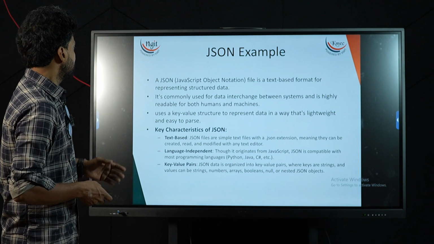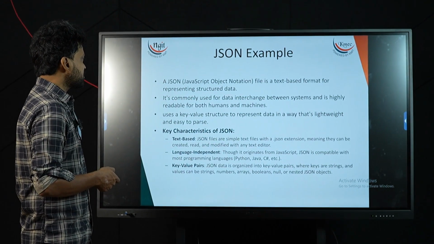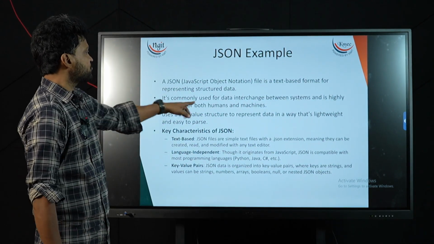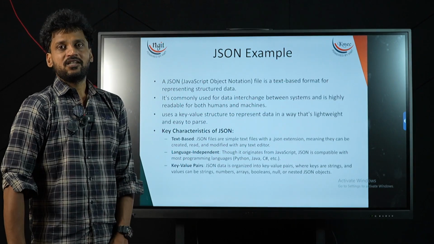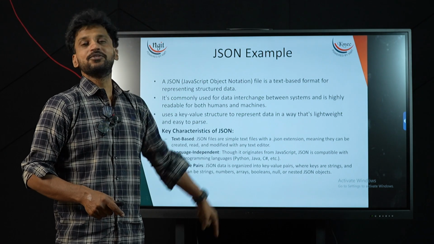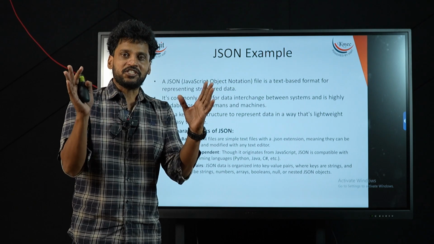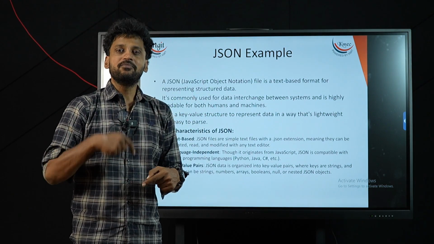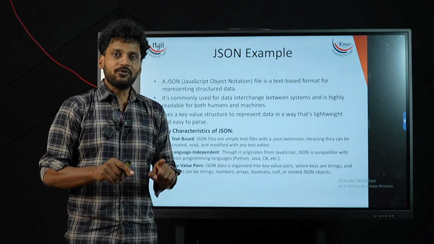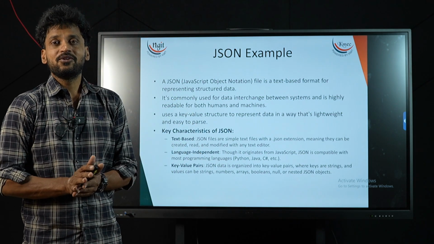So that's it with the JSON file, and it uses a key value structure. JSON is JavaScript Object Notation, and generally it is used for data interchange between systems. When I want to exchange data from system to system, this is more useful. Let us say I just want to interchange the data between computer system to computer system, computer system to any other system. When I want to do that, this JSON file is more usable.